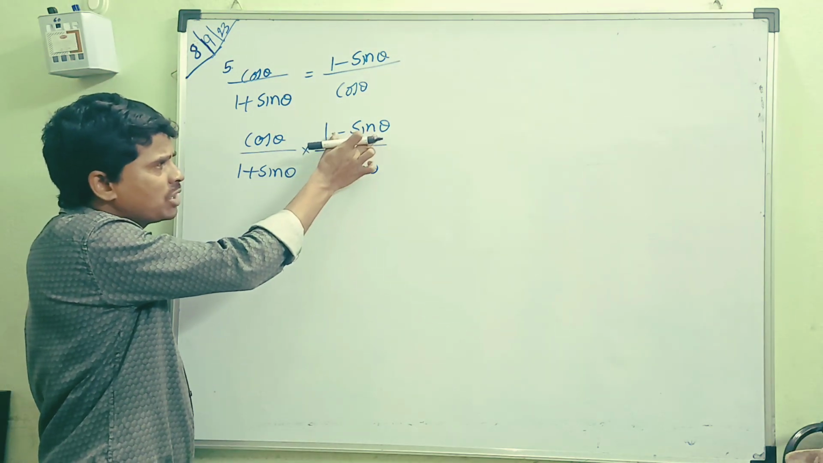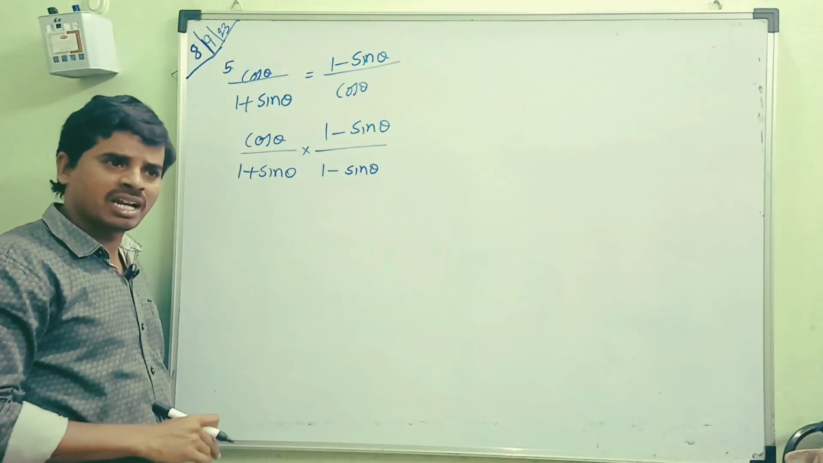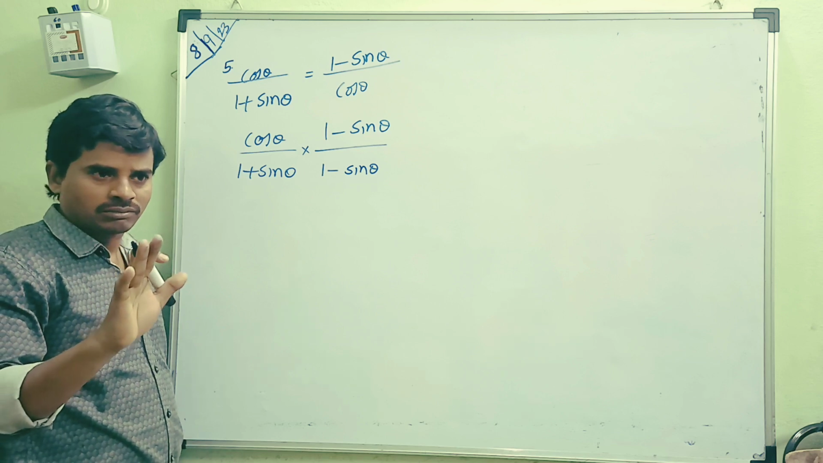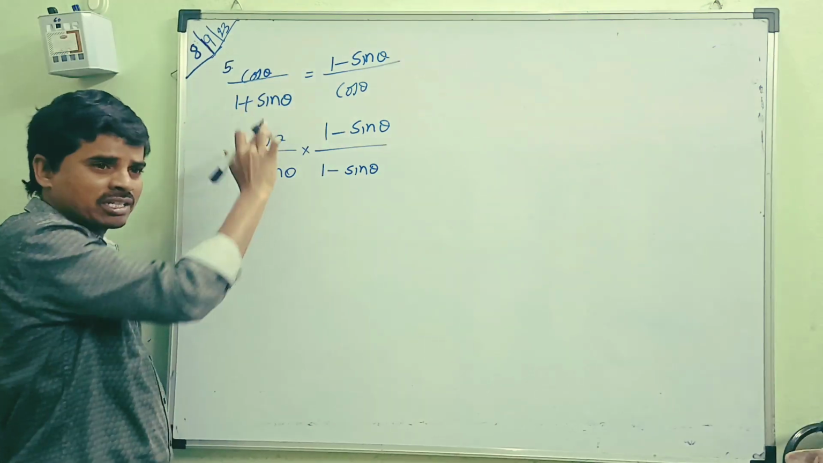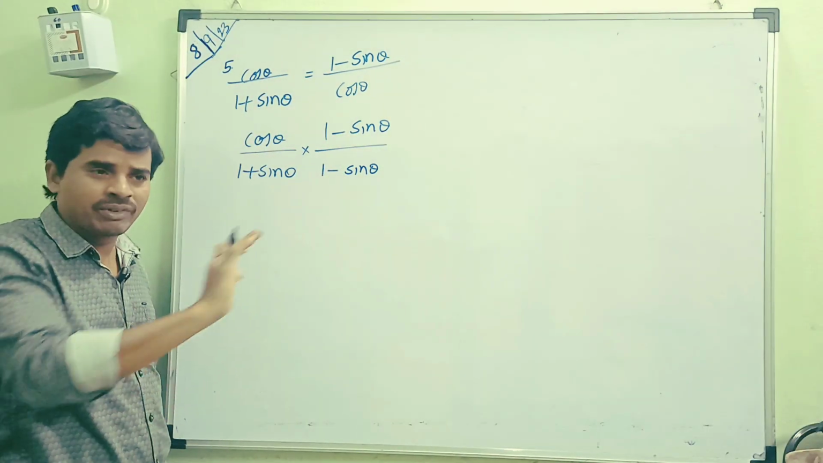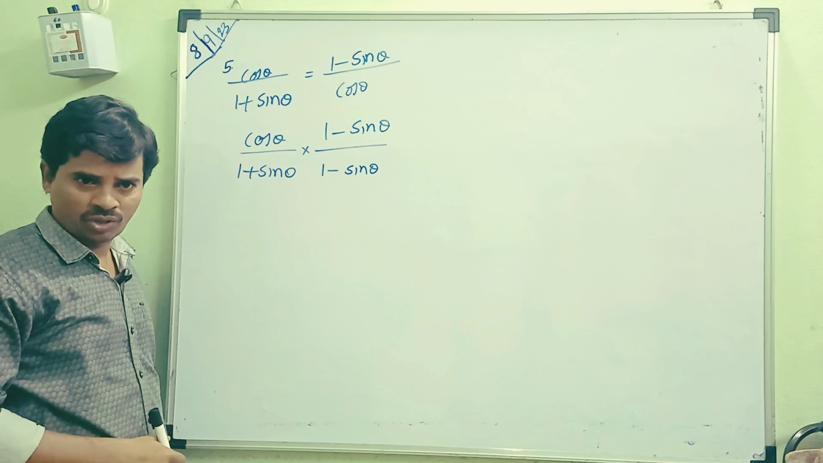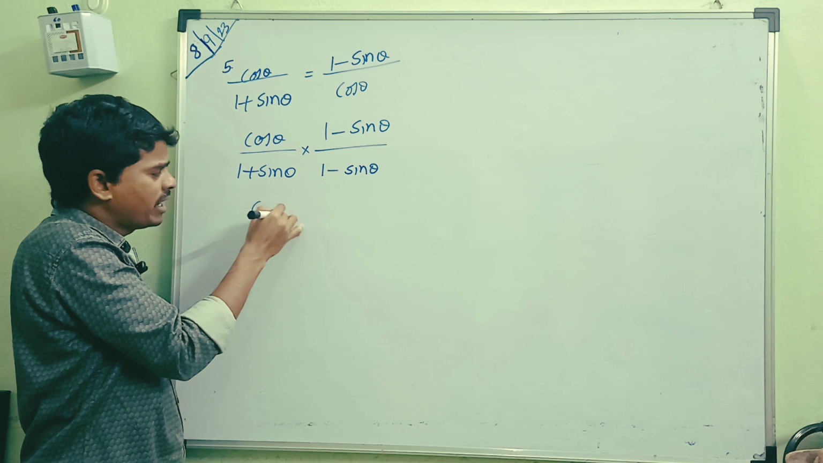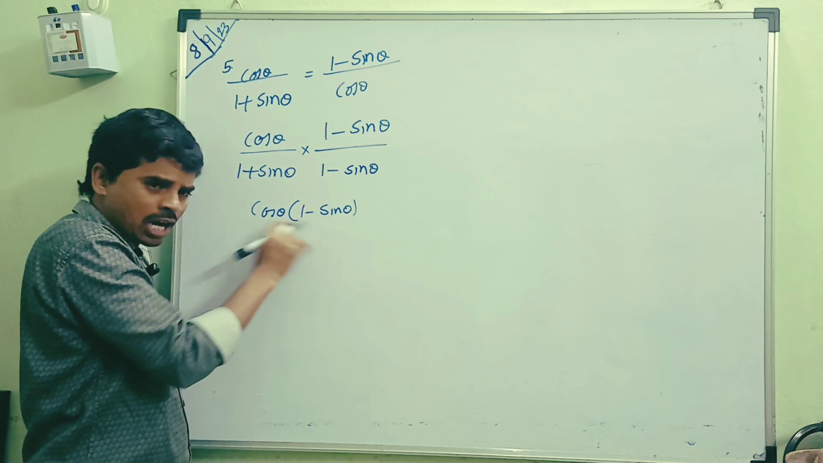So by that, what happened? In the numerator we will get 1 minus sin theta, and this cos will get cancelled later. Listen well: individual cos and 1 plus sin theta, we cannot convert anything, and we don't get 1 minus sin theta by cos theta in the numerator and denominator. Okay? Now see, cos into 1 minus sin theta: don't multiply, just write that as it is. Cos into 1 minus sin theta.